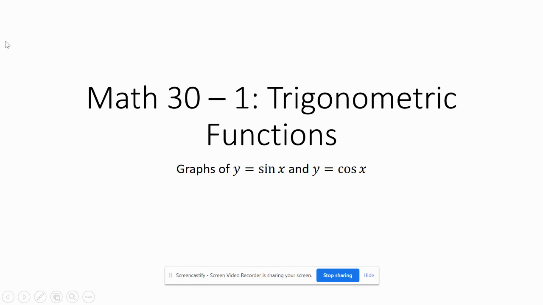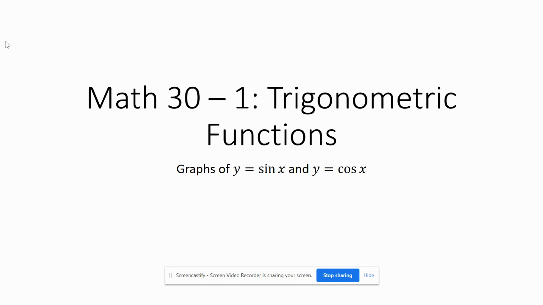All right, so just moving along in our Math 30-1 course. The next chapter we're going to start is called trigonometric functions. If you're following along with the textbook that we use, this is now going to be chapter 5.